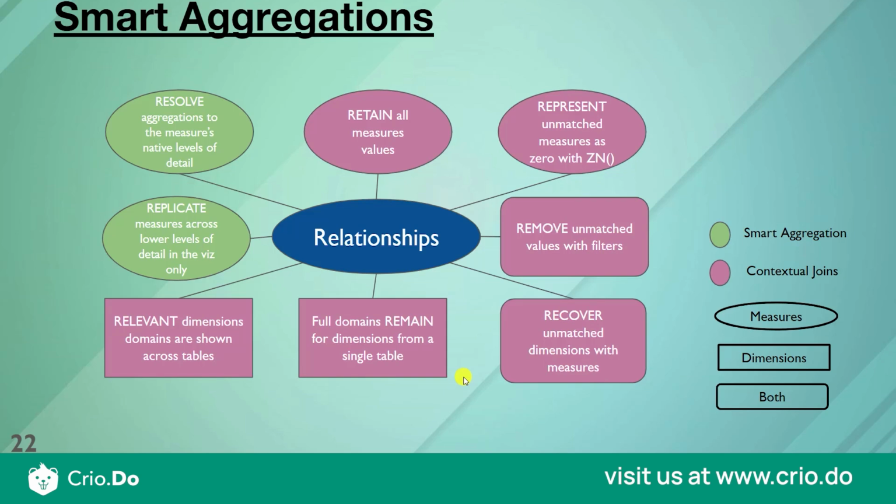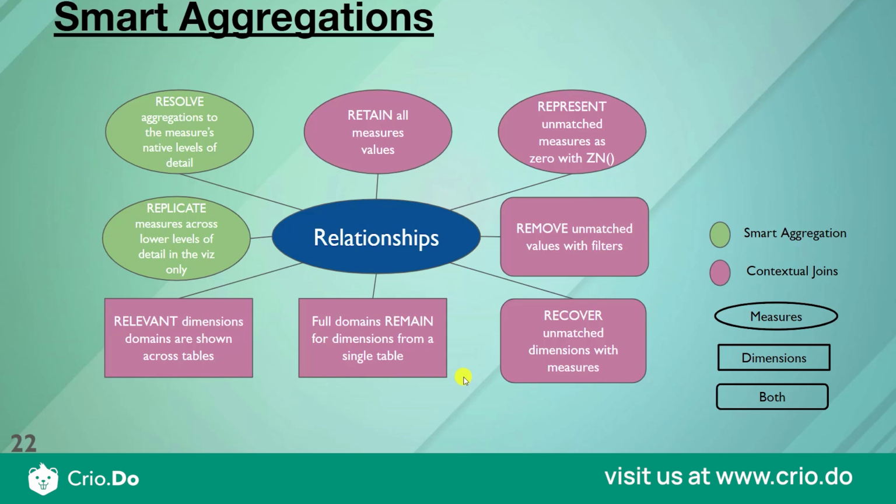The third one is relevant. It comes for the dimensions, and this is a contextual join. Relevant dimension domains are shown across tables. So whatever relevant domains are there, they will be shown across the tables. Retain all measures. This is a contextual join, and this is for measures. That means it will actually bring up everything from all the tables. So the measure values, whatever you have inside, will bring up everything. Remain. Full domains remain for dimensions from a single table.